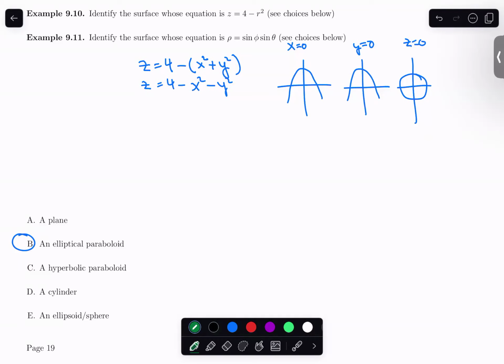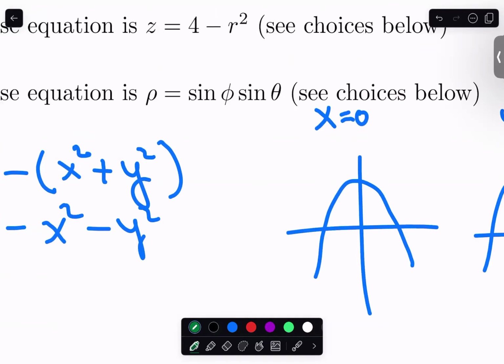All right, so maybe let me give you 30 seconds, 60 seconds, to work on the second problem here, which is in spherical. I have rho equals sine phi sine theta. And again, I'm trying to figure out what the surface is like. I don't really know surfaces in spherical yet, but I know them in Cartesian. So if I could convert this into Cartesian, I stand a chance. That's what you should be thinking to yourselves.